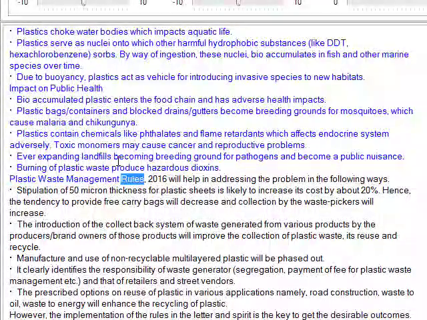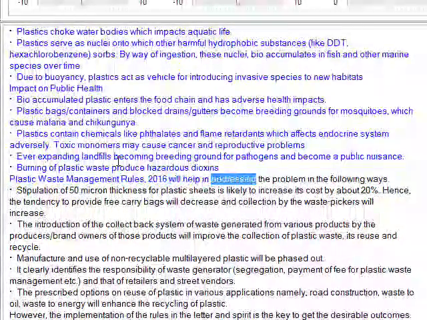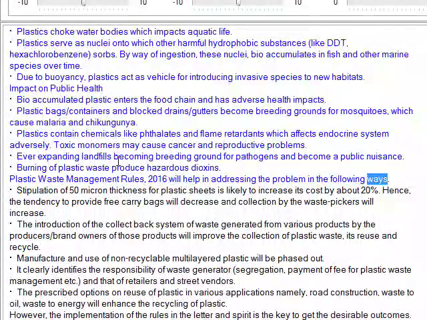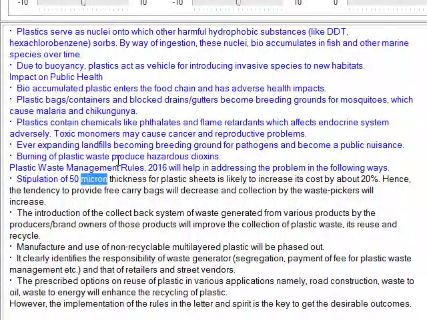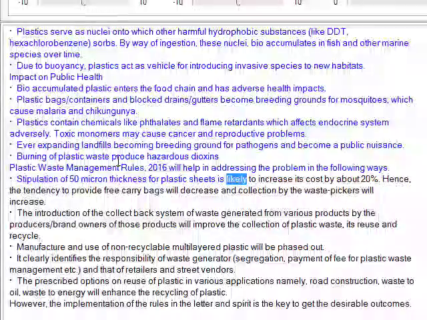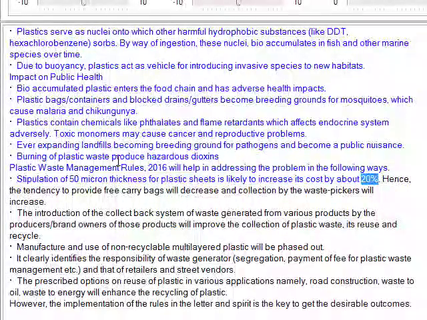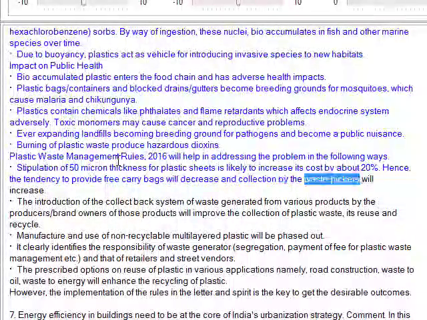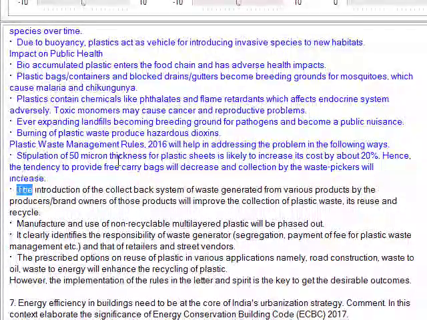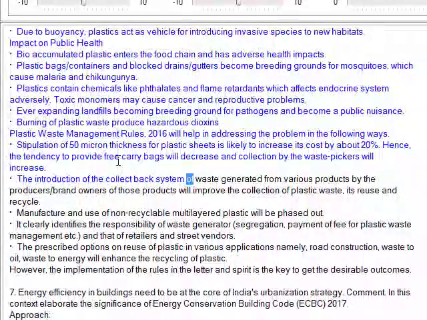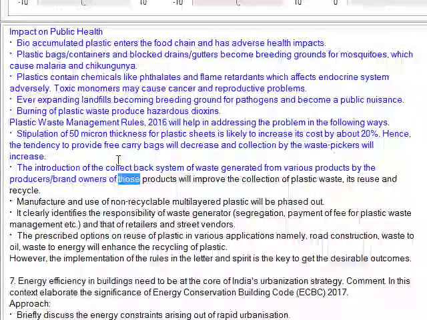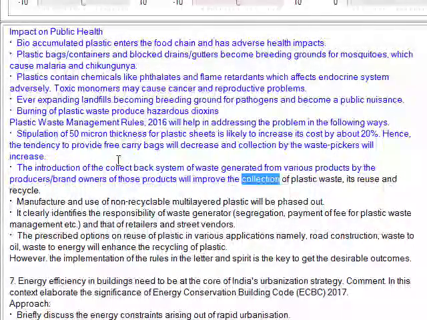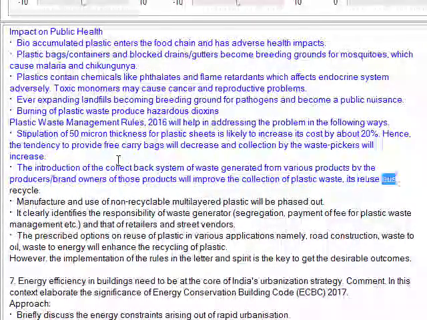Plastic Waste Management Rules 2016 will help in addressing the problem in the following ways. Stipulation of 50-micron thickness for plastic sheets is likely to increase its cost by about 20%. Hence, the tendency to provide free carry bags will decrease and collection by the waste pickers will increase. The introduction of the collect-back system of waste generated from various products by the producers and brand owners of those products will improve the collection of plastic waste, its reuse and recycling.